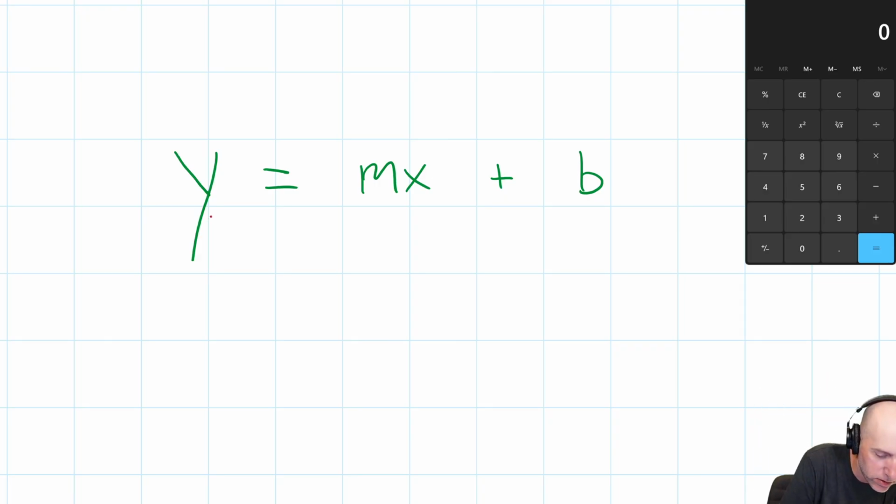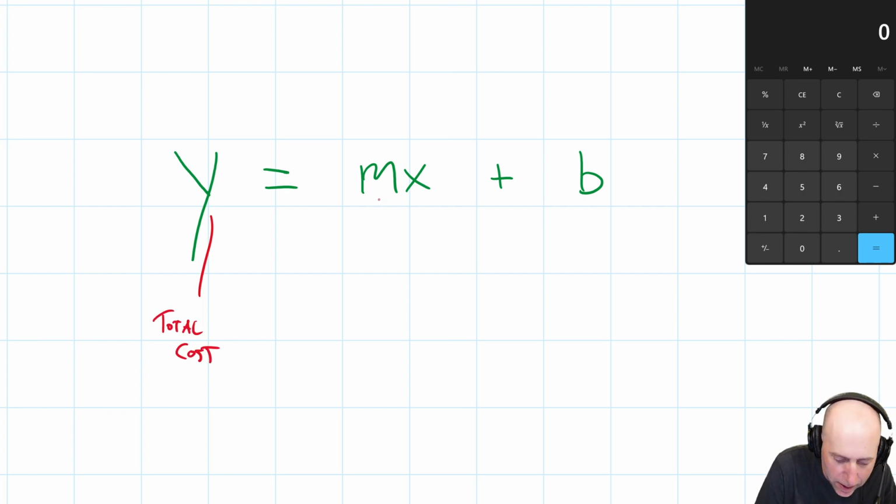In accounting, though, we don't use that jargon. Y is our total cost. It's the cost of whatever we're looking at. M is our variable cost per unit, so it's our cost per unit of activity. X is the activity level.